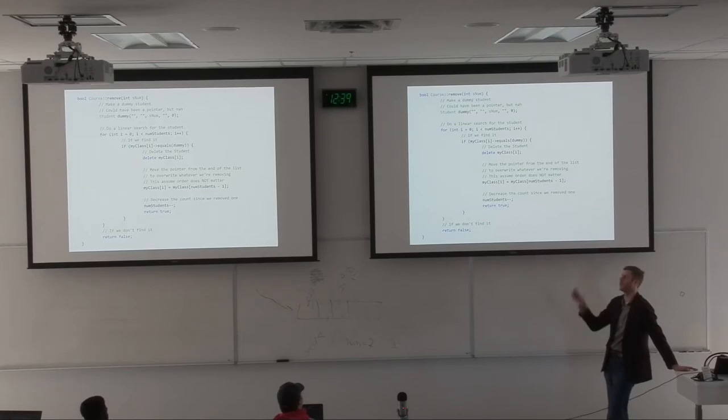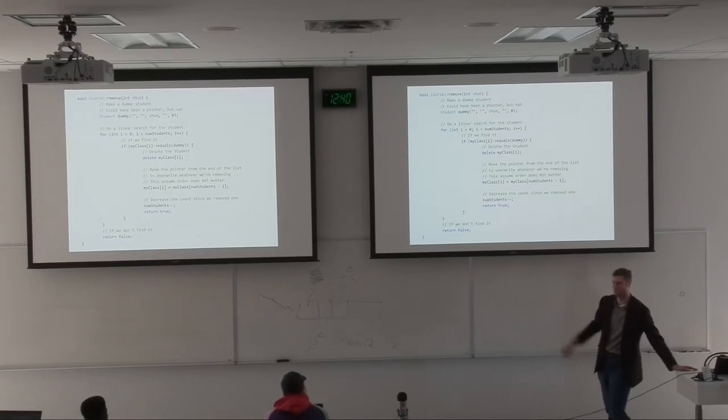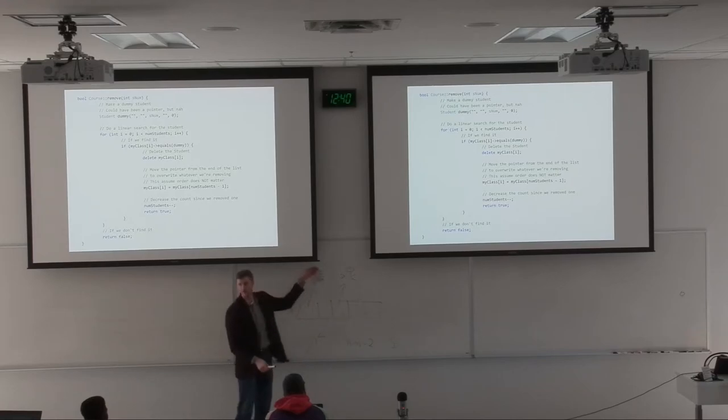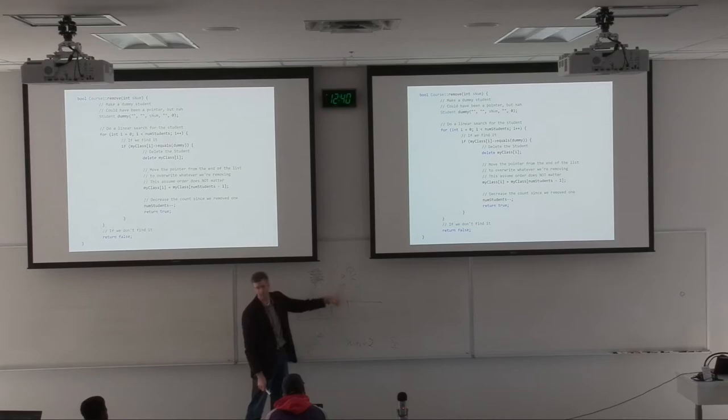I'm deleting the thing that the pointer points to. And then you're just taking that pointer and making it point to something else. Bingo. Okay, you're gone. And then replace you with a pointer to this end thing. This still exists, but it doesn't matter.